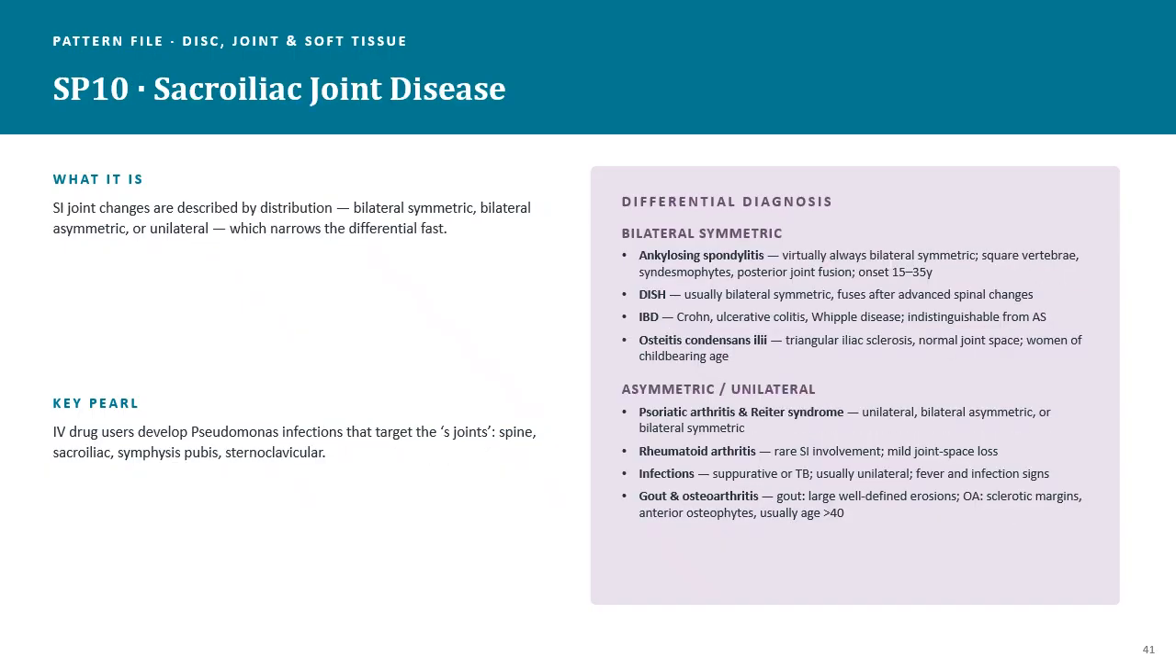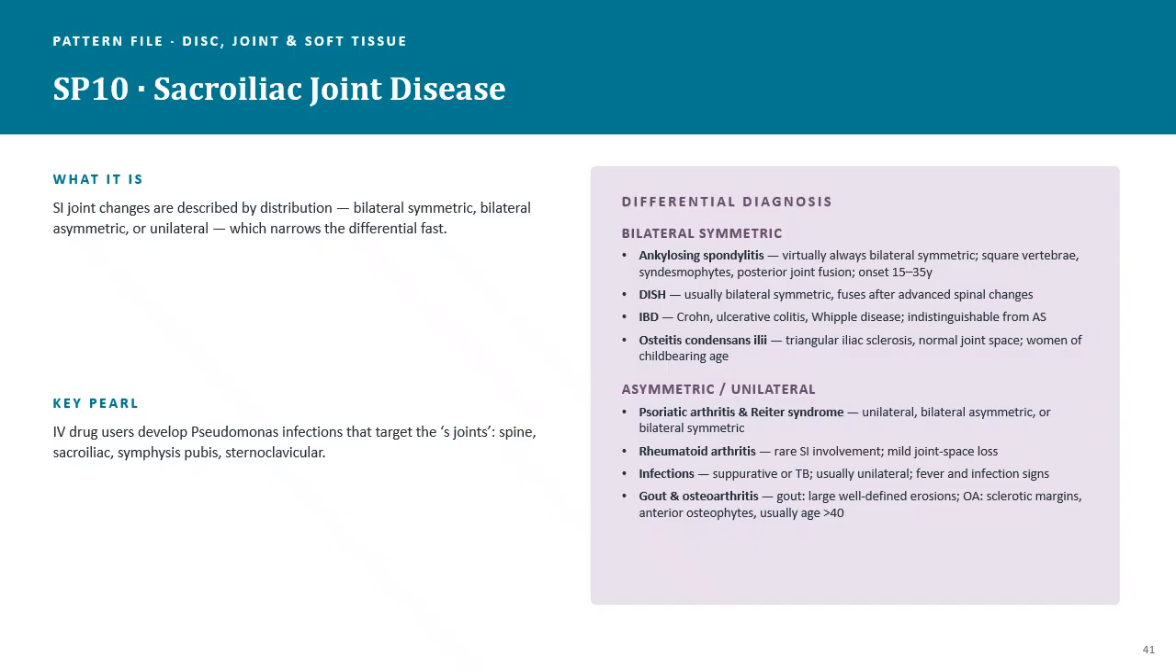Now we're moving on to SI joint disease. The SI joints are where the sacrum connects to the right and left sides of the patient's pelvis. The easiest way for us to look at this, because as you can see there are a lot of conditions here, is to look at which SI joint is affected.